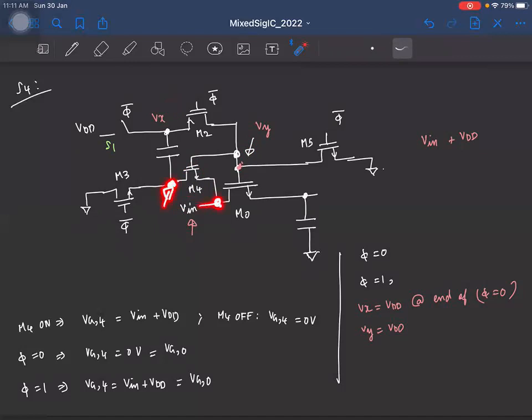So this will become Vin, which means the gate voltage Vy will become Vin plus VDD, and the switch M0 will also turn on with a constant VGS of VDD. Okay, so now we are left with only this switch S1. So let's see how to implement that.